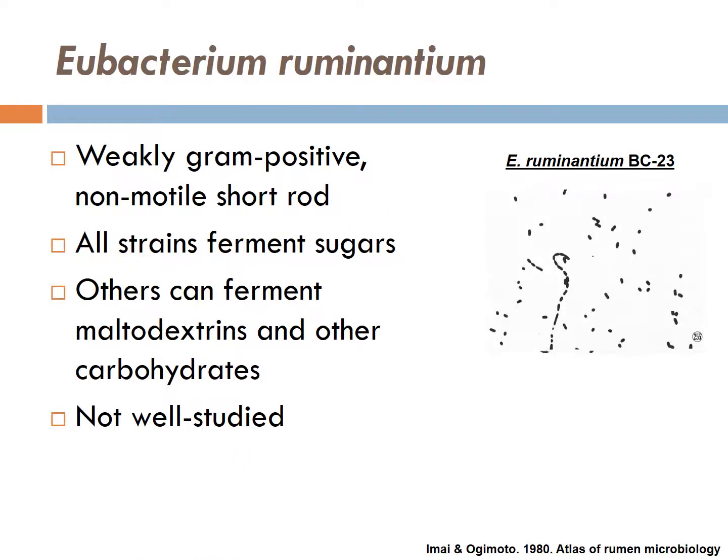Eubacterium ruminantium is a weakly gram-positive, non-motile short rod. All strains ferment sugars. Others can ferment maltodextrins and other carbohydrates. It's not well studied. It hasn't received much study in the last 30 to 40 years.